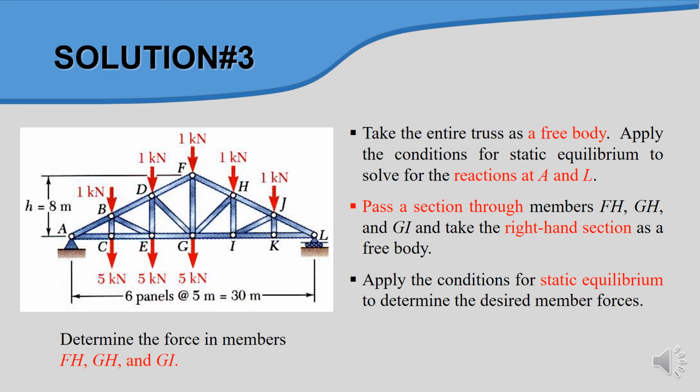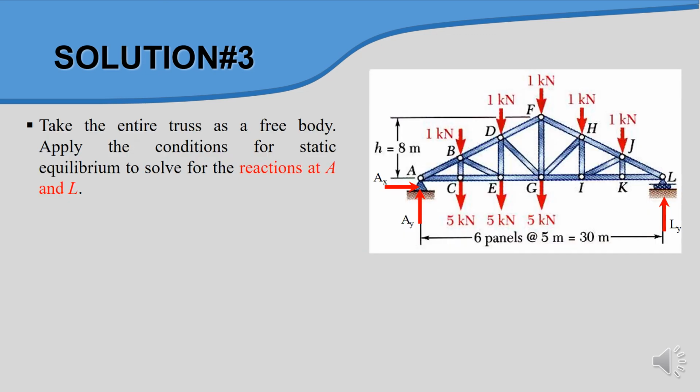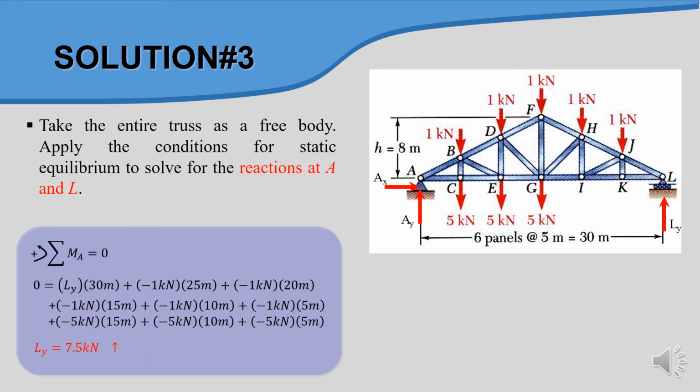Okay, we need to follow the step by step in order to obtain the value. The first step, we need to get the reaction at A and L. Basically we need to draw the free body diagram, where point A is a hinge, whereby we have two components, AY and AX, and the second one at point L we have LY. So by using the moment at point A, basically we will have a value of LY.